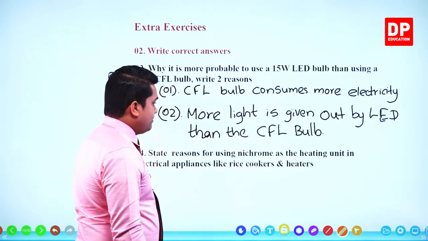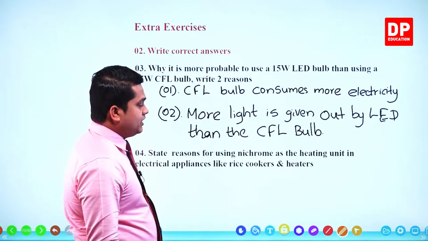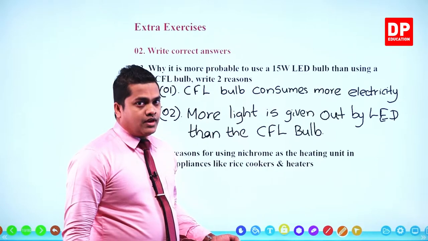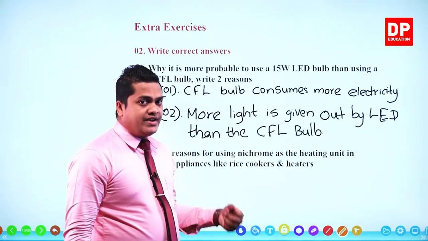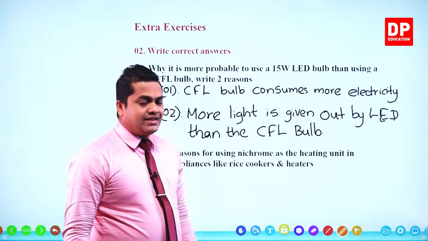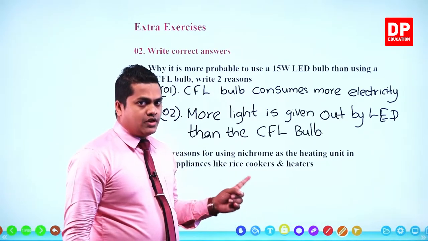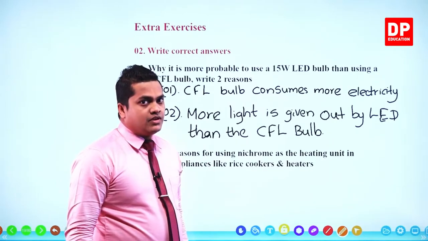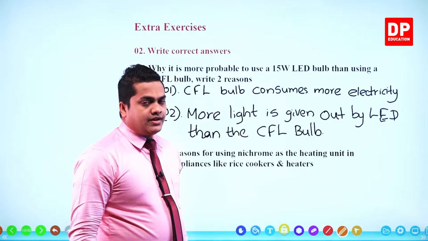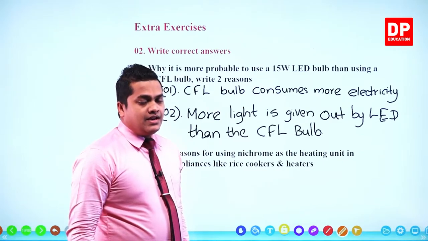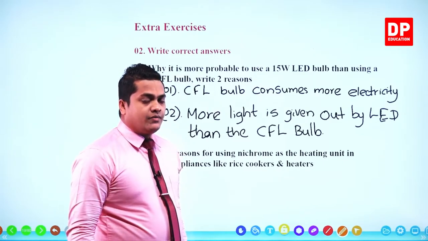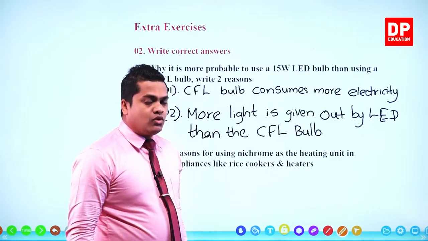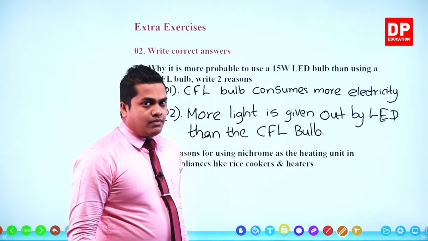So more light is given out by the LED than the CFL bulb. Even though the LED is 15 watt and the CFL bulb is 25 watt, more light energy is given out by the 15 watt LED than the 25 watt CFL bulb because of the resistance, right? And the main energy provided by the LED is converted into light energy, so therefore more light can be obtained by using an LED.